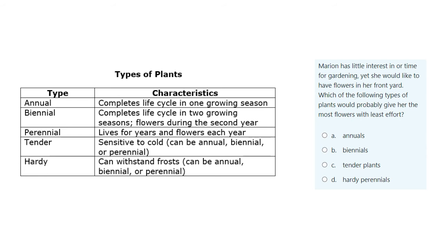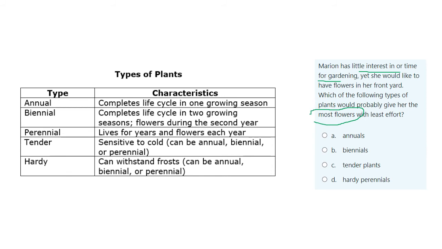Marion has little interest in or time for gardening, so she does not have time to spend gardening. Yet, she would like to have flowers in her front yard. Which of the following types of plants would probably give her the most flowers for the least effort?